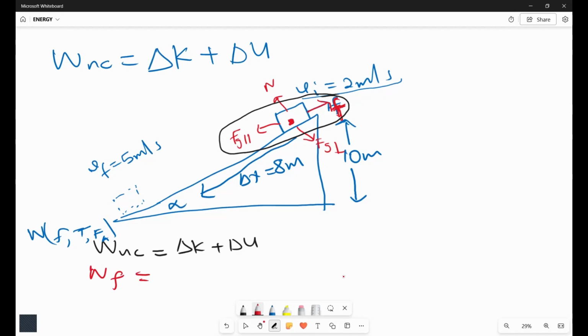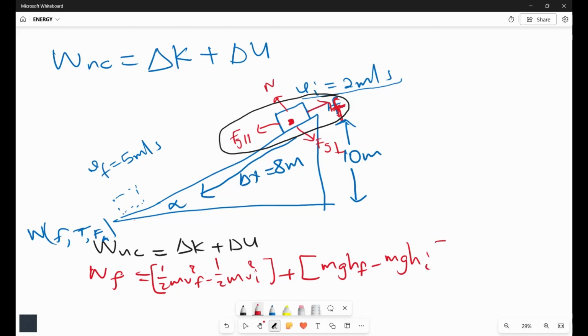Because friction is a non-conservative force, what is the change in K? It is half mv squared final minus half mv squared initial, plus the change in potential energy, mgh final minus mgh initial. This is the same as the frictional force times change in x times cosine of my angle. Then you substitute and calculate for whatever value they require.